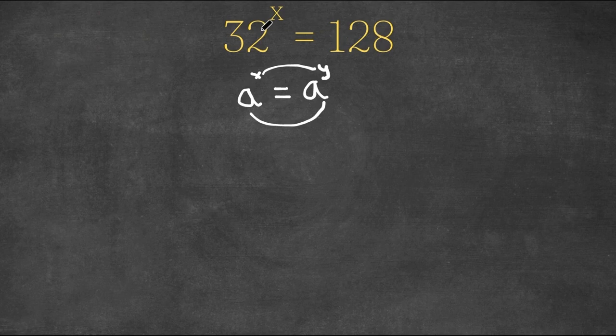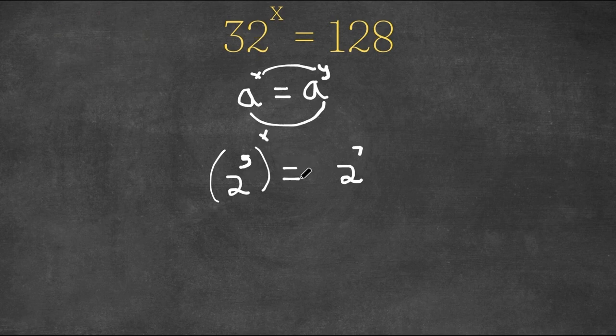So what we need to do is change 32 and 128, our bases, so that they're the same. Well, a common base for these two would be 2, right? Because 32 is 2 to the power of 5, and 128 is 2 to the power of 7. And 2 to the power of 5 would be to the power of x, because we're replacing 32 with 2 to the power of 5. And this is equal to 2 to the power of 7.